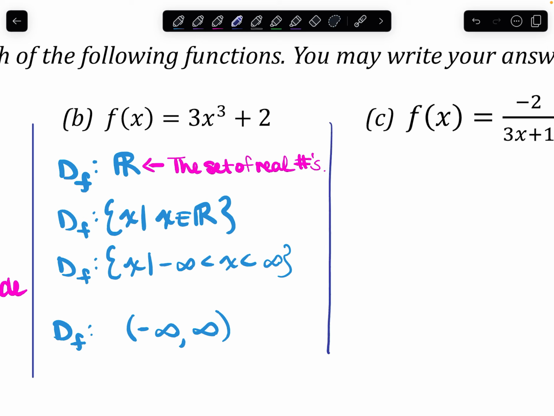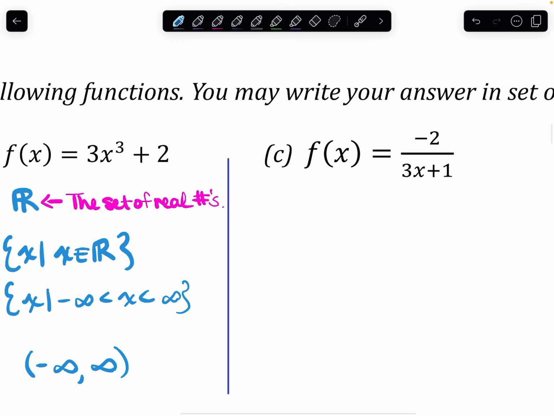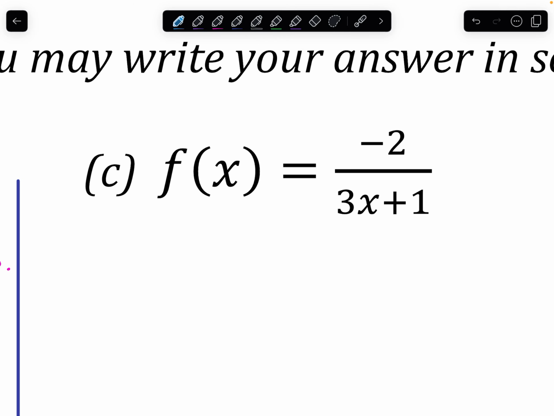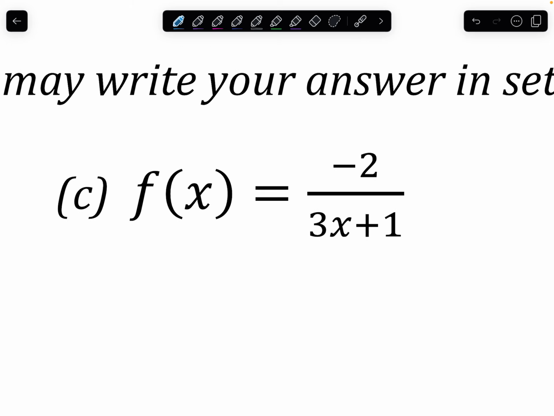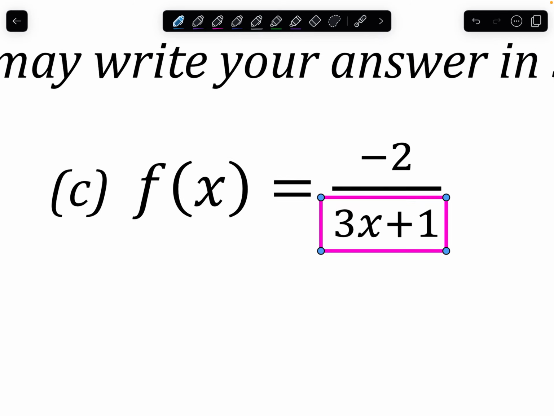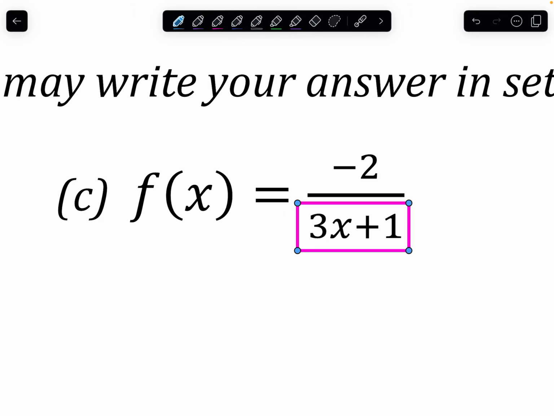All right, next. All right, so worry about one restriction at a time. So if I look at this function here for C, do you have a denominator? Yes. Your denominator is 3x plus 1. Denominators are not allowed to equal 0. So we're going to pull our denominator in its entirety. I could care less about anything outside of the denominator. I'm just concerned with that denominator. My denominator, 3x plus 1, is not allowed to equal 0 ever.